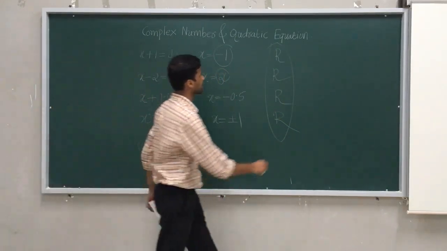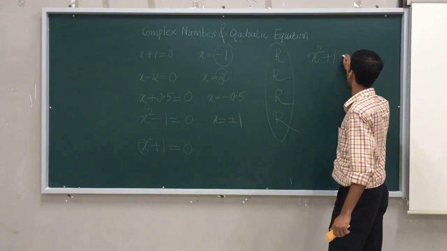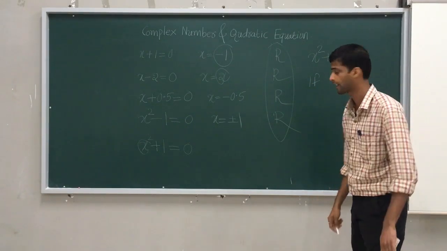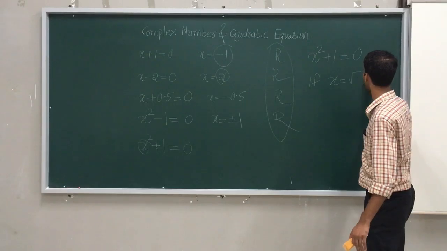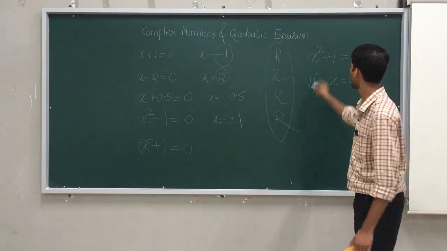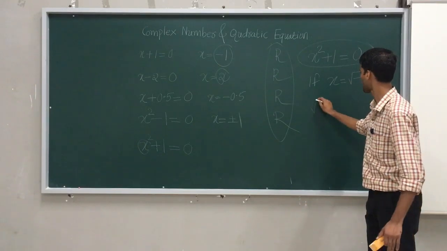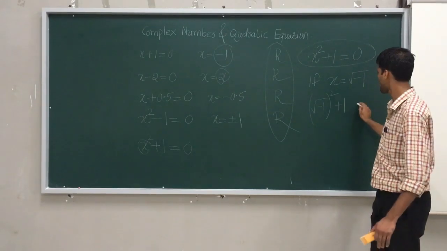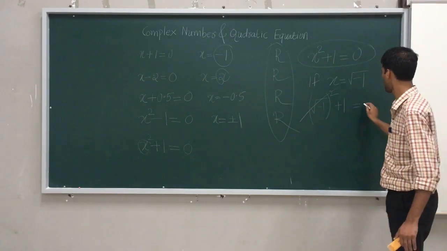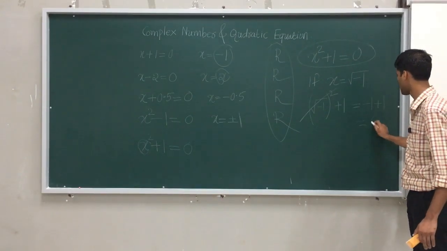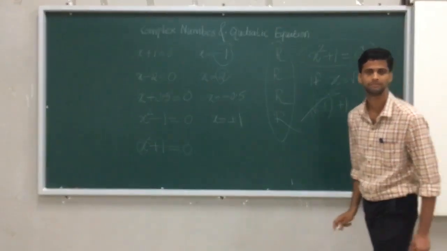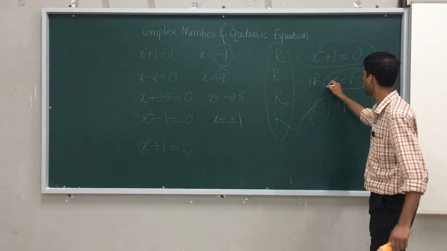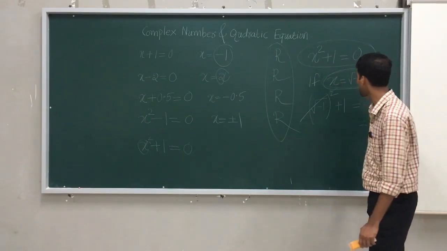Now I will consider a special equation, that is x square plus 1 equal to 0. I am giving you a practical idea. If x equal to root of minus 1, then what does this equation become? This equation becomes root minus 1 the whole square plus 1, where the square root and square get cancelled. You are left with minus 1 plus 1, which is equal to 0. Yes, I got a solution. But my question is, is the number you substituted in place of x a real number?